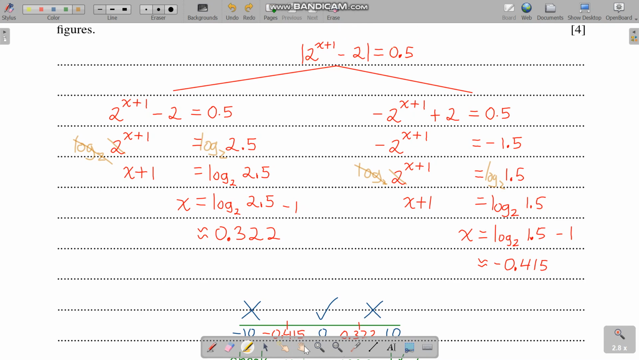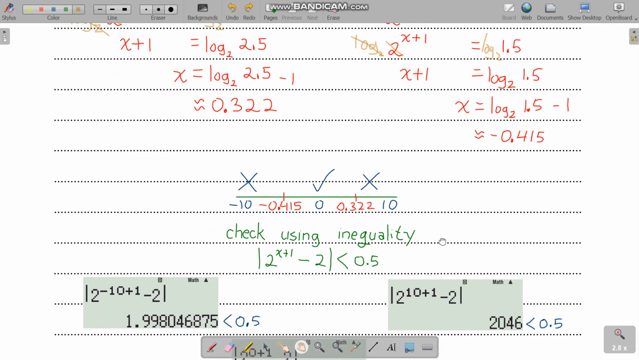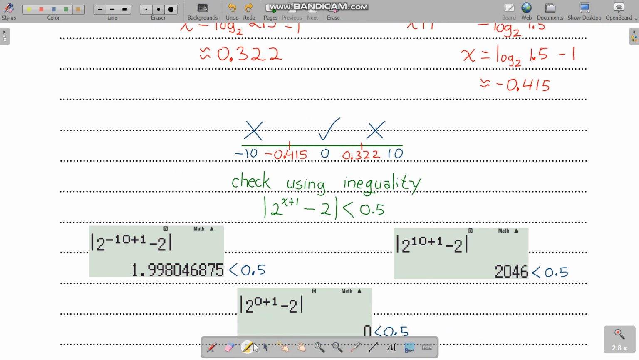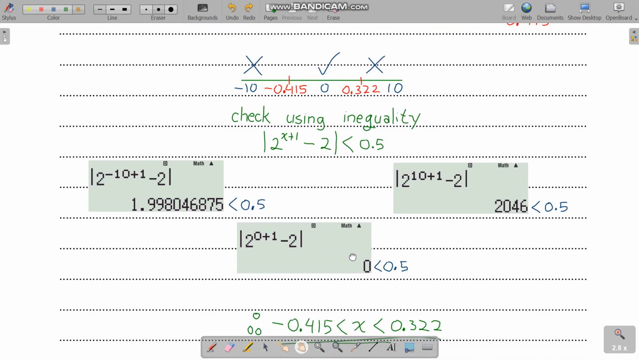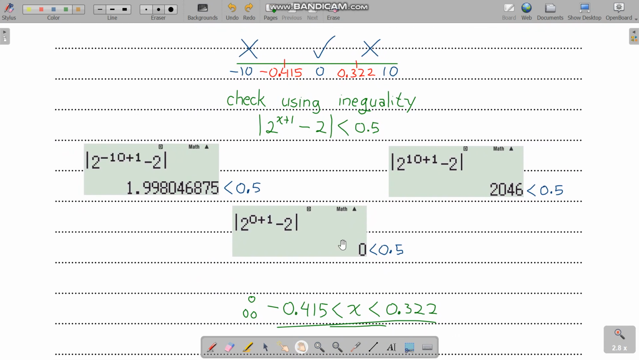So now we put the critical values on the number line like this, which means now we have 3 possible intervals we can use: smaller than negative 0.415, in the middle, and on the right bigger than 0.322. To figure out which intervals we can use, we have to plug in some random values and check using the original inequality. This is the original inequality.